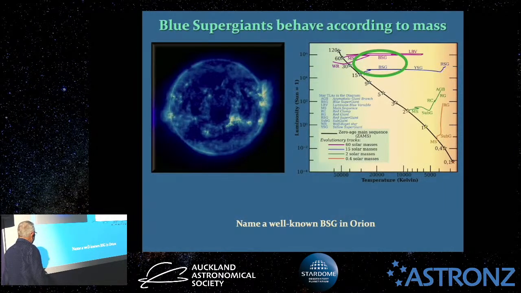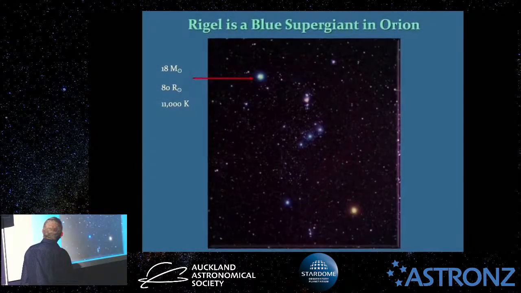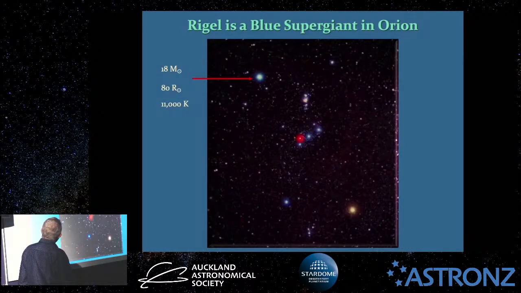Can anyone name a well-known blue supergiant in the constellation of Orion? Yes, Rigel. You're onto it, Neville. So here, once again, is your pot and the handle of your pot, with the Trapezium in there with 3 main sequence massive stars. And here is Rigel sitting right up here. It's a beautiful blue color, shining very, very brightly. And just to give you some figures, it's about 18 solar masses.